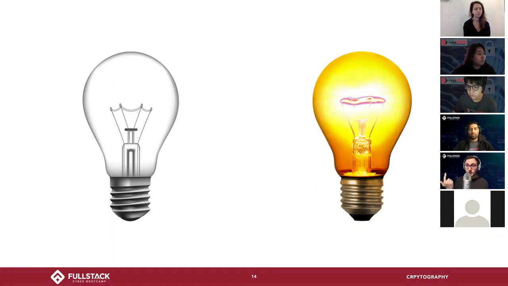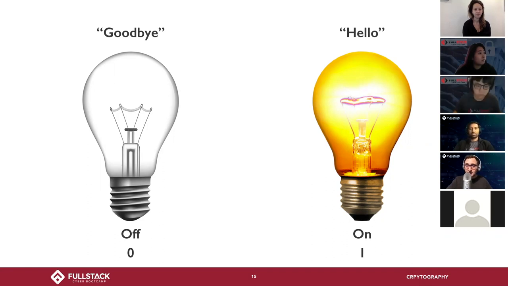We can agree as a team, all 50 of us here, right now, we can all say, hey, for the rest of this talk, whenever Corey shows us a light bulb that's off, that's going to mean goodbye to us. And a light bulb that's on, that's going to mean hello to us. So every time I show you a light bulb that's off, I want you to think of goodbye. And every time that I show you a light bulb that's on, I want you to think of hello.